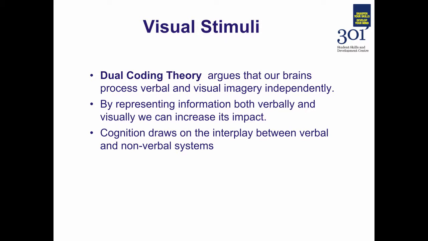So this draws on a theory of psychology called dual coding theory that suggests our brains process verbal and visual imagery independently. By representing the information in both ways at the same time, we can increase its impact, and our understanding, our ability to recall information that we've been exposed to, draws on that interplay between verbal and non-verbal systems.